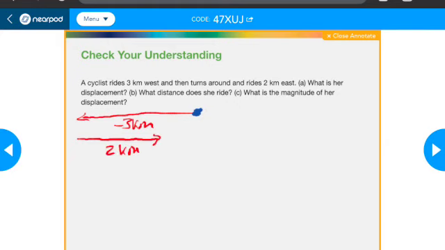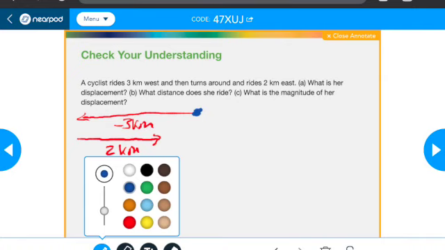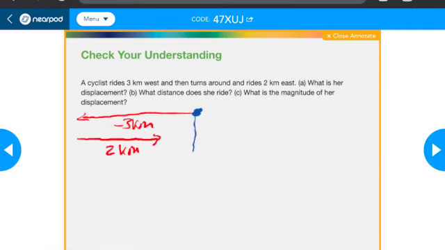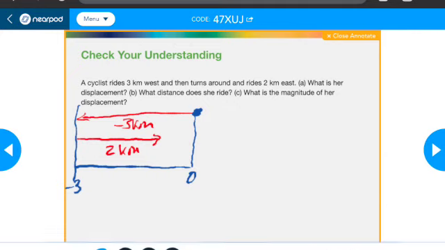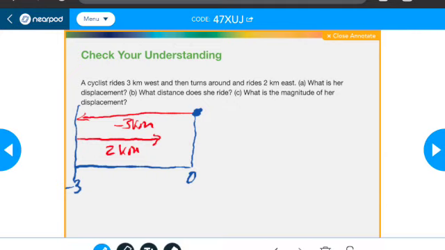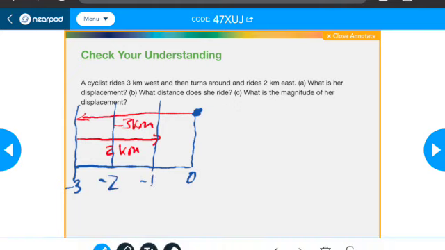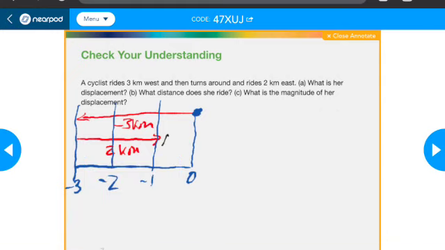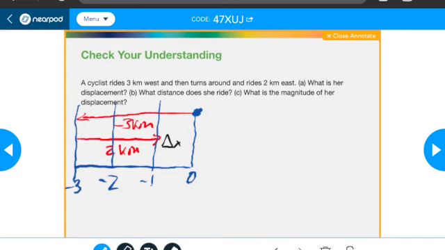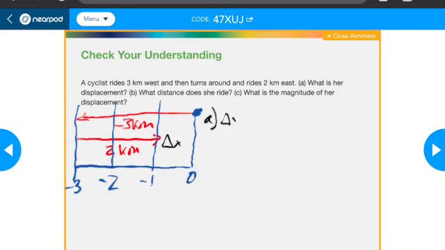Then we have a positive 2 kilometer motion to the east after she turns around and rides back the other way for 2 kilometers. So we set up our coordinate system where starting position is 0, move negative 3 to the left, and then within that we have these 2 breaking points at negative 1 and negative 2, and so this is our displacement because that is the difference between the starting point and the ending point.